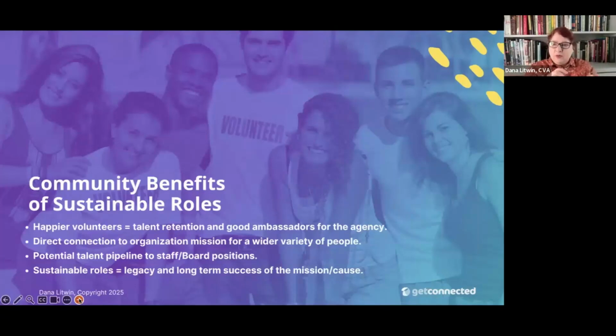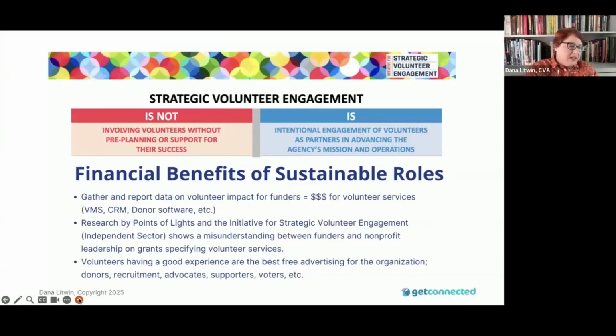So, don't underestimate the power of board members or potential donors also being volunteers, no matter what age they're starting with. And that sustainability of that role really leads to legacy and the long-term success of the mission and the cause. So this can also help build a leadership pipeline within volunteers themselves, and maybe that goes over and spreads in a positive way to staff and board members participating who also understand what it's like to volunteer with the agency.